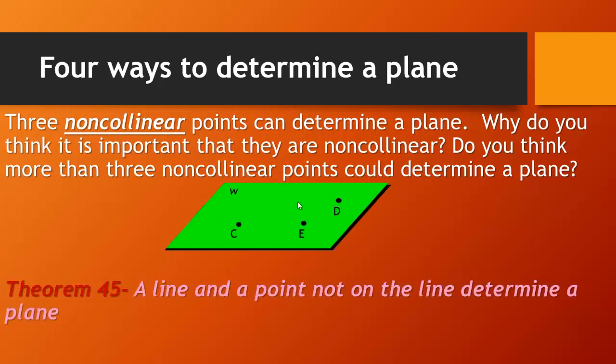However, in addition to that, a line and a point not on the line can also determine the plane. The reason why is because, remember, two points determine a line. So I could take any two of these points, and that third point would be non-collinear. So it's still kind of going off that first theorem, because I could just draw a line through C and D.